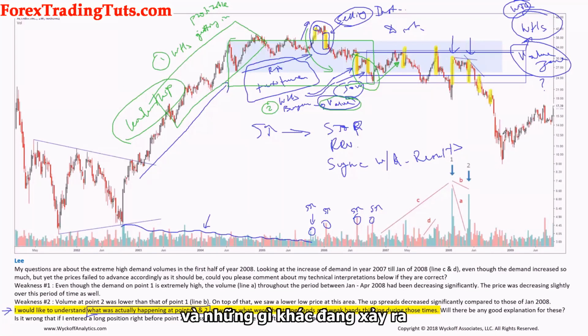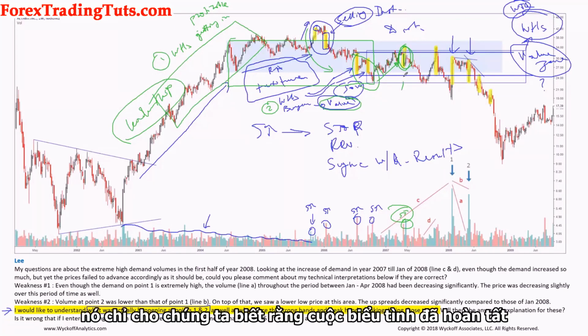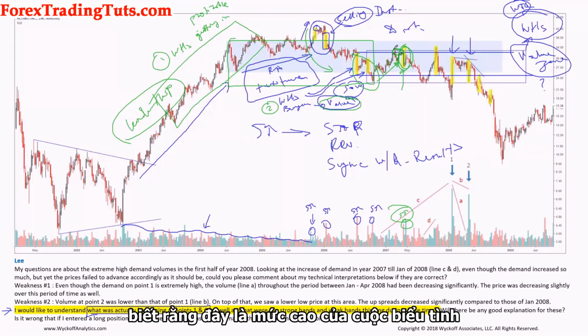And what else is happening, even more importantly, is that into the strength of weak hands at this point, when they see that value, institutions are going to sell into that strength. We see this later on in the selling, where supply is increasing on an increased volume signature and on increased down spread. Look at this spread right here. This is the largest spread in this whole rally. It just tells us that the rally is done, and once the rally is done, you instantly know that this is the high of the rally.